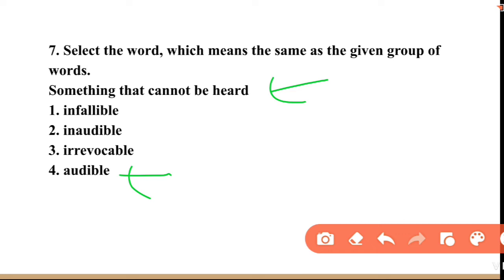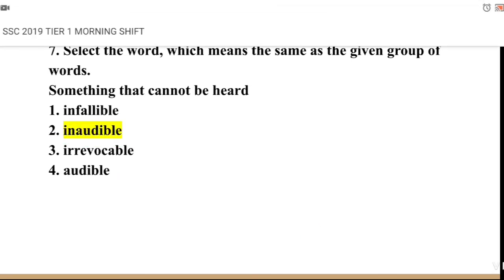Irrevocable, something that cannot be said. Okay, so inaudible would be the answer. Inaudible would be the answer. Okay, question number 8.